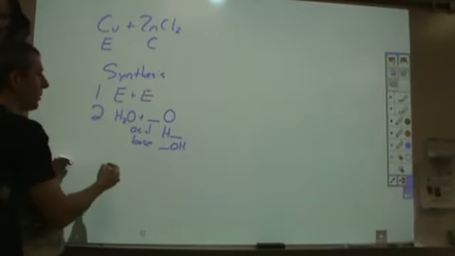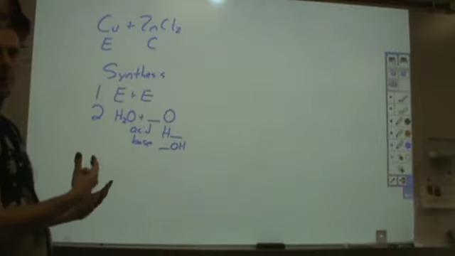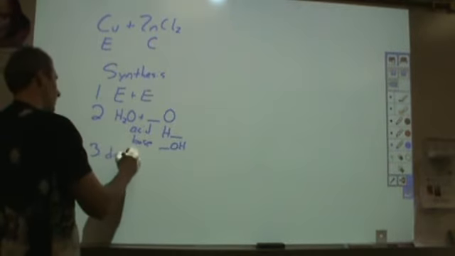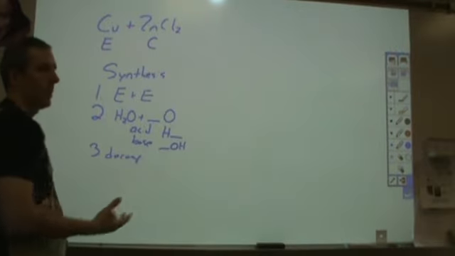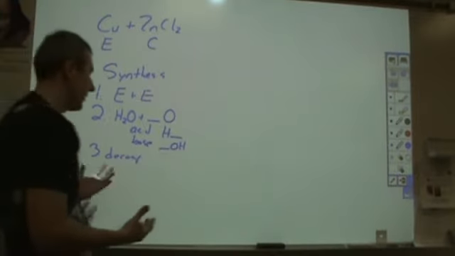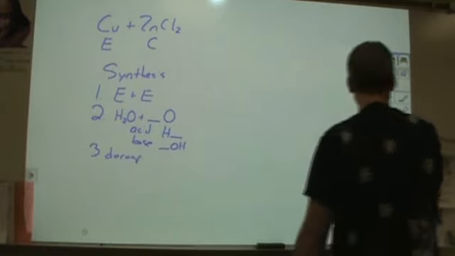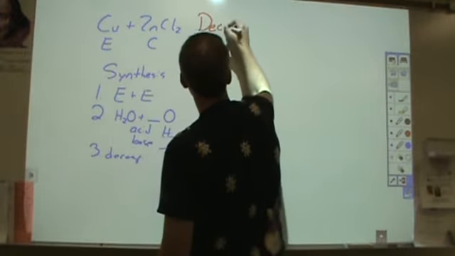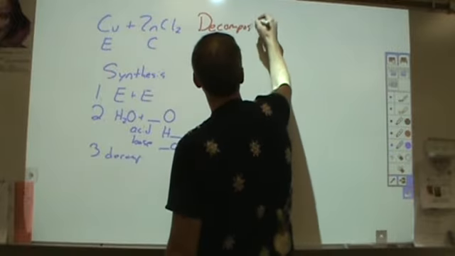Now the third type of synthesis reaction would involve the opposite of a decomposition. So if you take carbon dioxide and you add it to a metal oxide, that's going to be the opposite of our decomp.